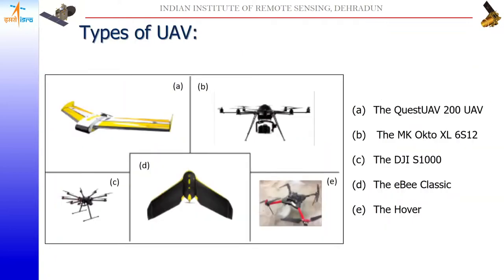Although there are a number of types of UAV in the market, as I mentioned, from a review paper I put that particular figure. There are a number of types of UAV, unmanned aerial vehicles or drones, in the market, like Quest UAV, 200 UAV, then MK Octa XL, DJI S1000, the EB classic, then Hover. Many types of UAVs are currently in the market, which can be used for various purposes of agricultural application.